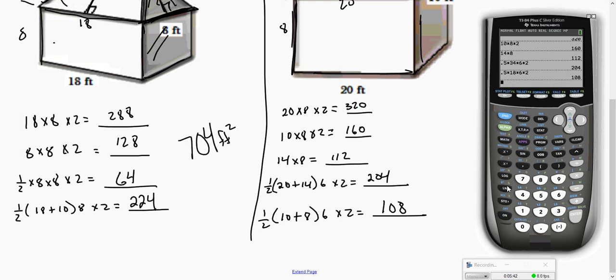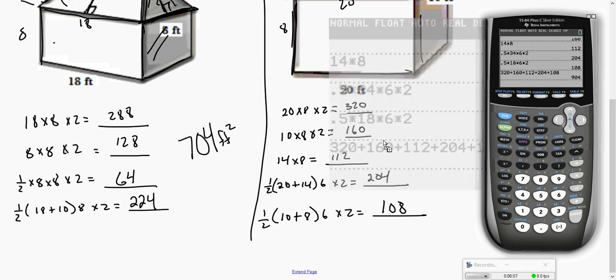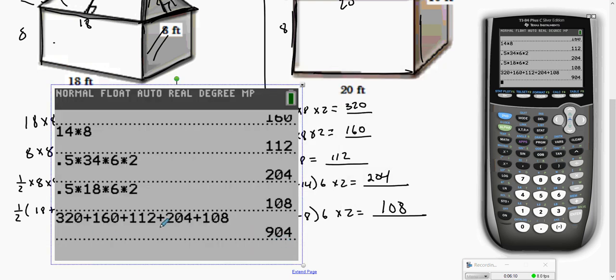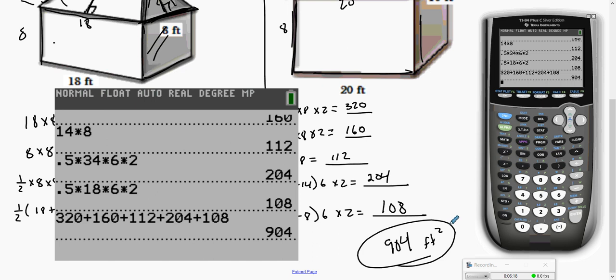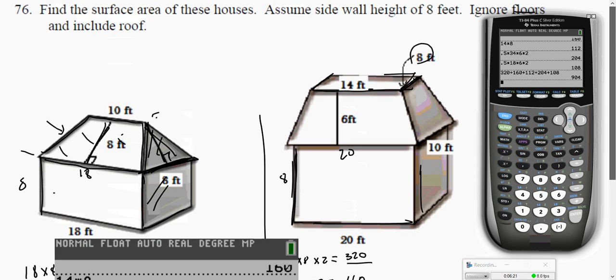All right, now we just have to add all these up. So 320 plus 160 plus 112 plus 204 plus 108. What is that? 904. I got all those numbers right. 904. So this one would be 904 feet squared. Okay. That is problem number 76.